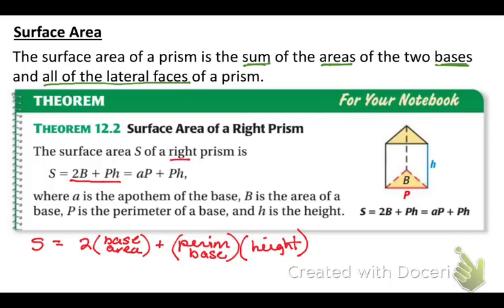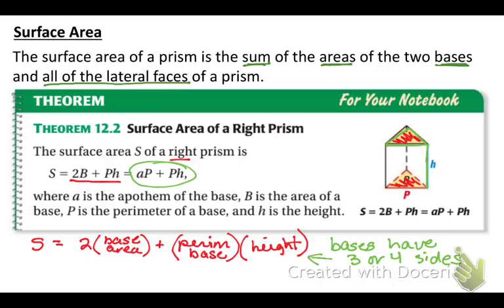So on this little triangular prism, we're going to have 2 times the base area plus the perimeter of the base times the height. And that's going to give us the surface area. That's the one we're going to concentrate on first. I'll talk about the second way of doing it later. But when you have a prism whose bases have 3 or 4 sides, this is the formula that you're going to use, because you can easily calculate this base area. For a square or a rectangle, it's base times height. For a triangle, it's 1/2 base times height. The key is being able to calculate this area. So let's give it a shot.